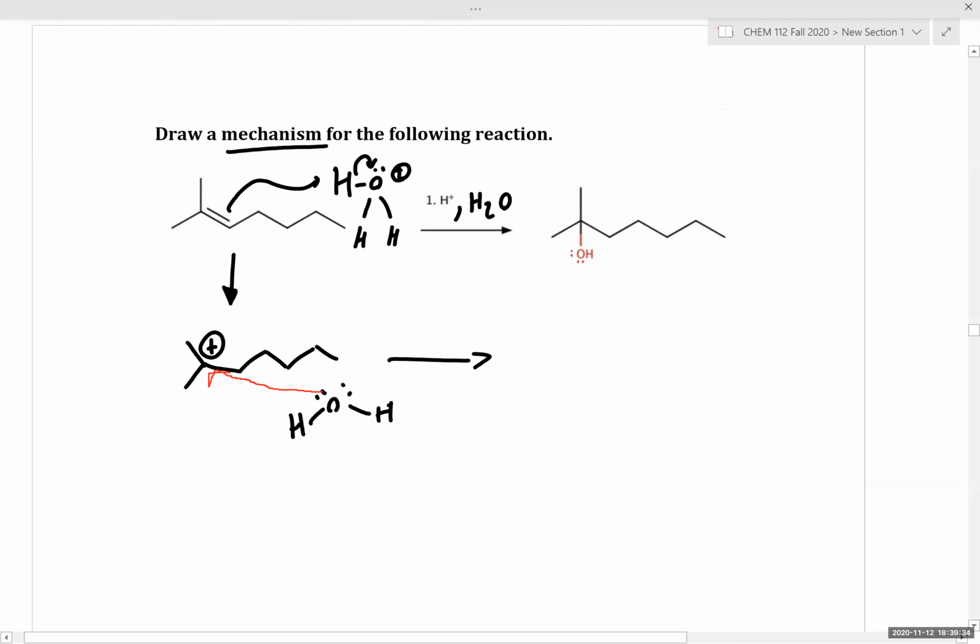Yep, exactly right. We have the attack of water on our carbocation. Perfect, perfect. And that in turn generates a tertiary protonated alcohol.